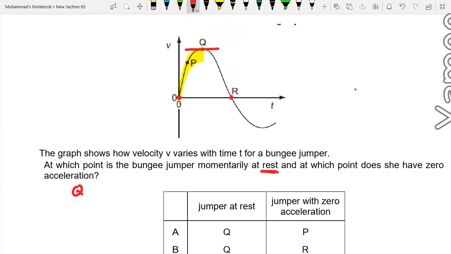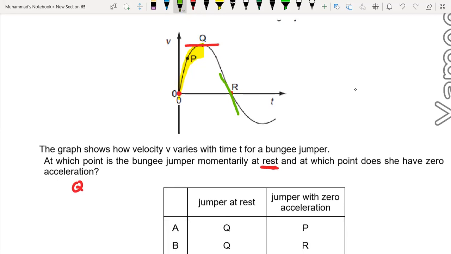Most of the students confuse themselves by taking point R as the point of zero acceleration. At R, velocity is zero, but acceleration is not zero. Gradient over here is not zero. It has some gradient over here. That's why acceleration at R has some non-zero value.